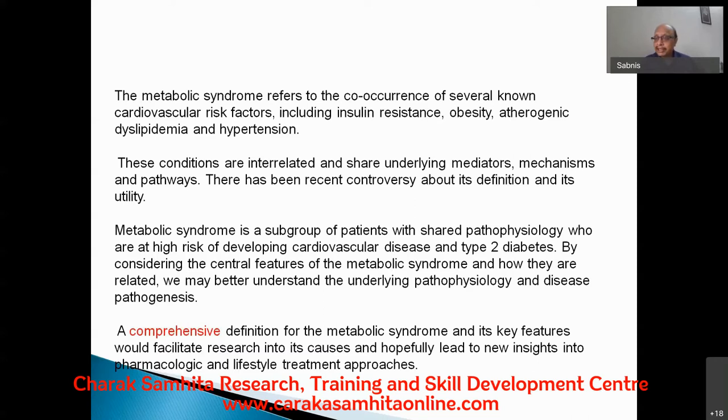So a comprehensive definition is required when we talk about metabolic syndrome and Ayurveda management. A definition for the metabolic syndrome and its key features would facilitate research for its causes and hopefully lead to new insights into pharmacological and lifestyle treatment approaches. Very, very important it is. Only pharmacological applications in metabolic disorders, maybe through Ayurveda or through modern medicine, will not give a correct answer to us. Along with the pharmacological applications, we have to even apply lifestyle management and lifestyle treatments. Up till now we were talking about lifestyle management, but now we should talk about lifestyle treatments.